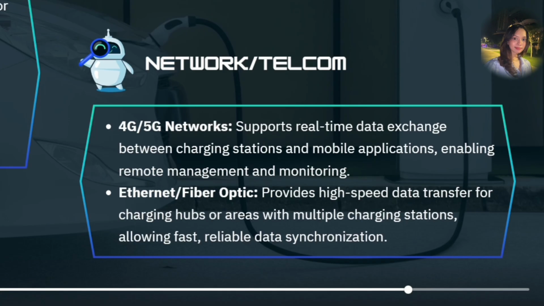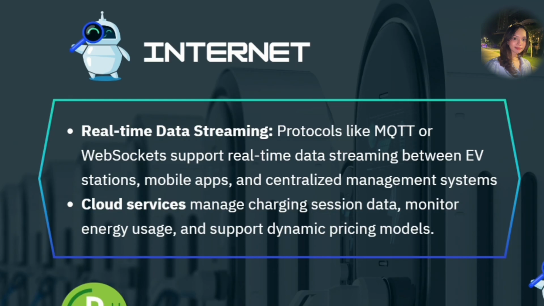Ethernet and fiber optic provide high-speed data transfer for charging hubs or areas with multiple charging stations, allowing fast, reliable data synchronization. Internet, where real-time data streaming is important, protocols like MQTT or WebSockets support real-time data streaming between EV stations, mobile apps, and centralized management systems. Cloud services manage charging sessions, monitor energy usage, and support dynamic pricing models.